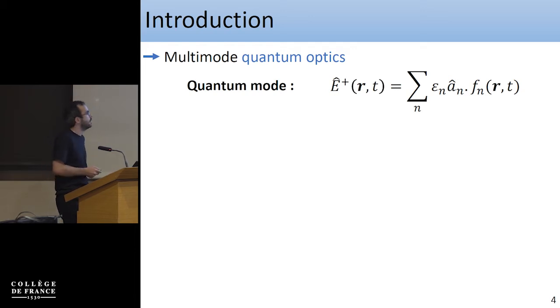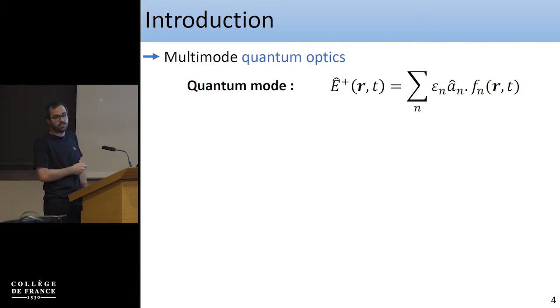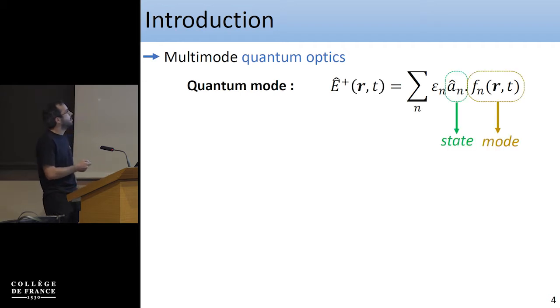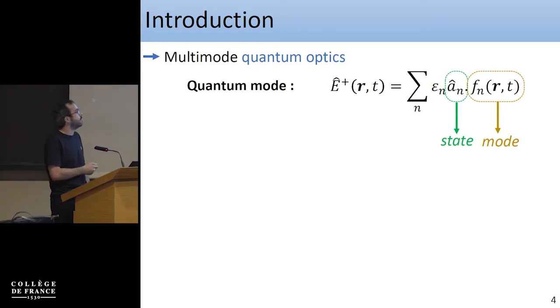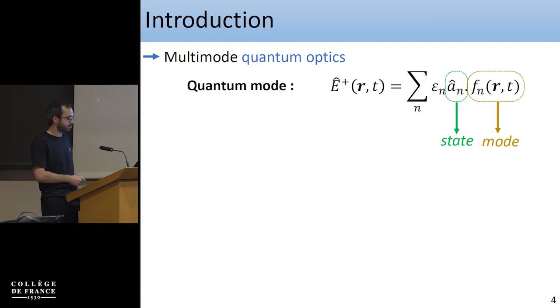Now the quantum part. In the quantum regime, I can write my field like this. Here you have a sum, actually. You can see it as a sum of harmonic oscillators, where it's a little bit different from the classical regime, because here you have the annihilation operator, but you still have the function f, which is my mode. So basically, for each harmonic oscillator, the information about the state is in the annihilation operator, and the information about the mode is in the function f.